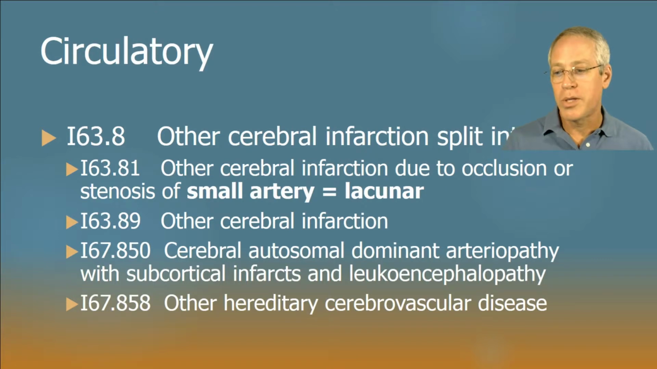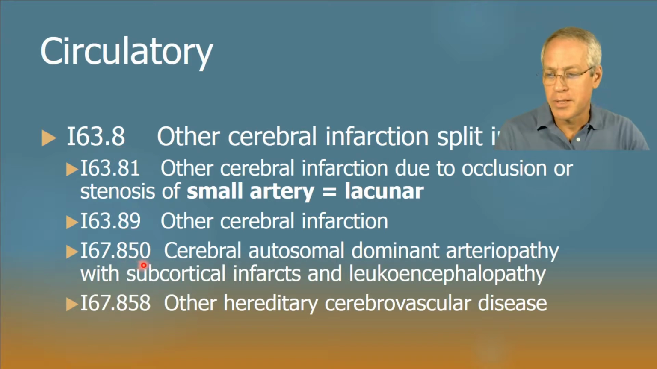On to circulatory. Okay, there's some really arcane, obscure ones, and there's one really useful code here. So we use the I63.8 family other cerebral infarction and expanded that for better utility. Let's start with the boring ones first. Boring unless you've got one of these conditions.